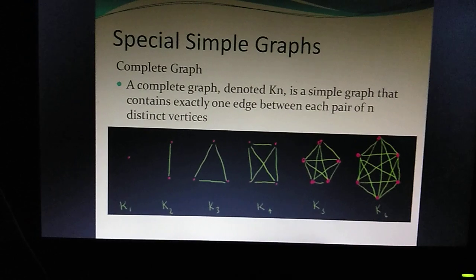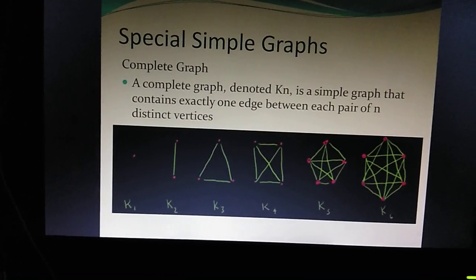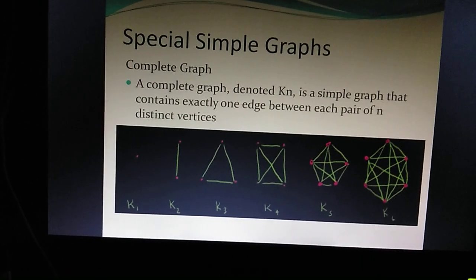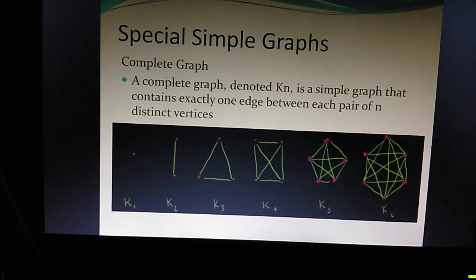Special simple graphs. An example of it is the complete graph. A complete graph, denoted Kn, is a simple graph that contains exactly one edge between each pair of n distinct vertices.